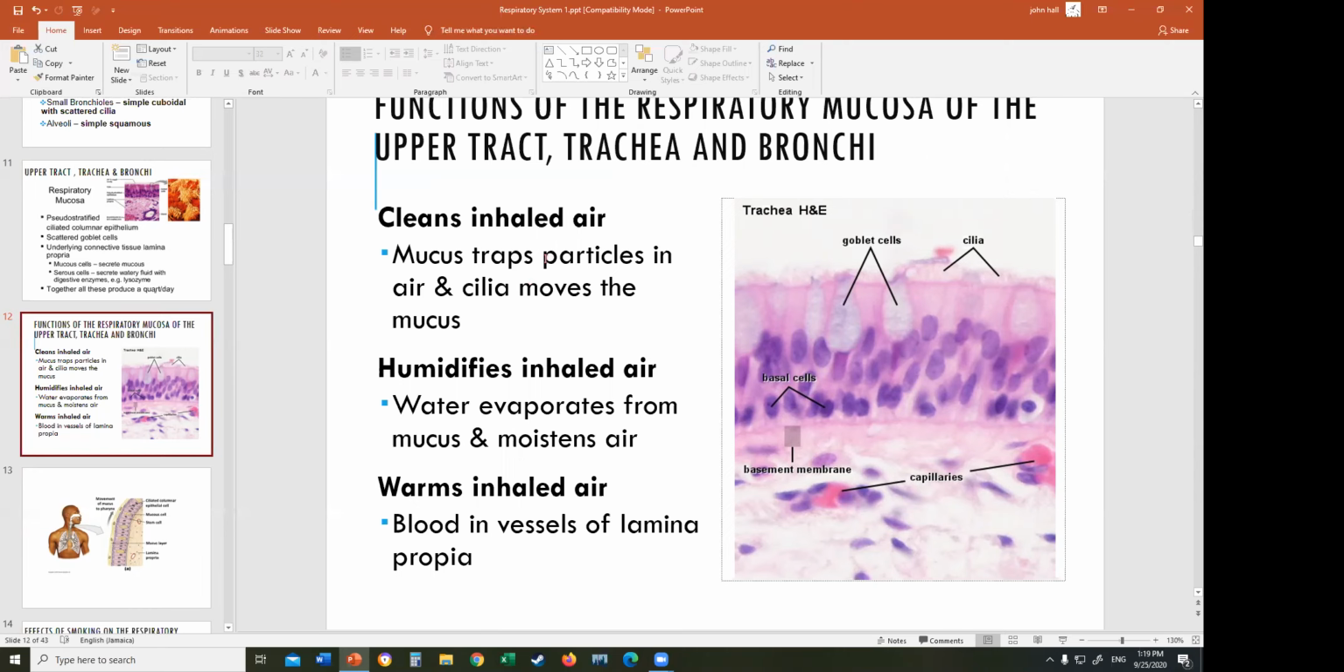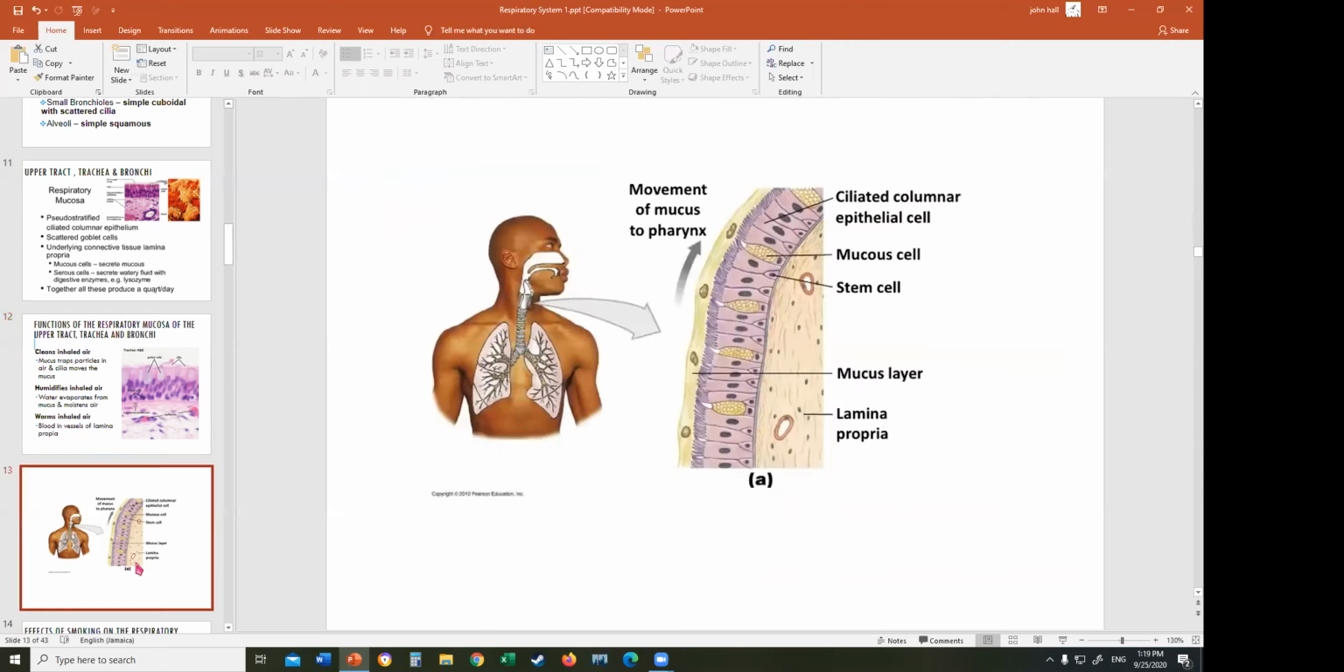Now, when the particles get trapped in the mucus, the cilia, remember the cilia are little finger-like projections, are going to push that mucus up or down, depending on where the cells are located, until they get to the oropharynx, and then up to the back of the throat, and from there, you swallow them, right? So that dirty mucus now gets swallowed by you, and it goes into your stomach, but the stomach acids will take care of it, right?